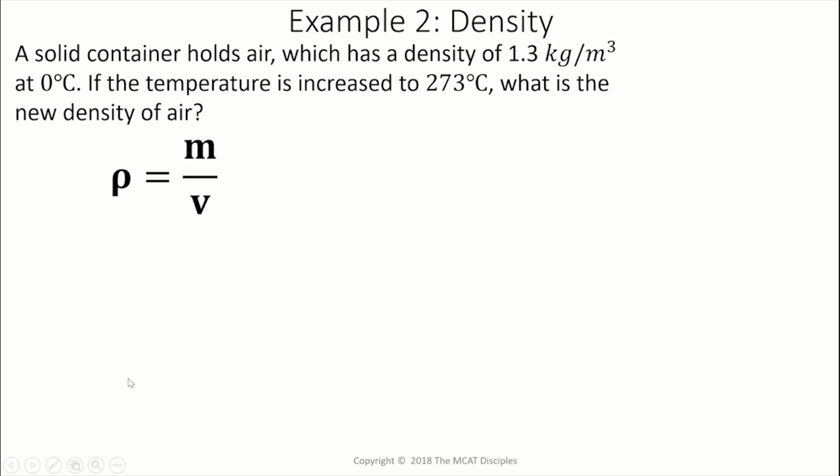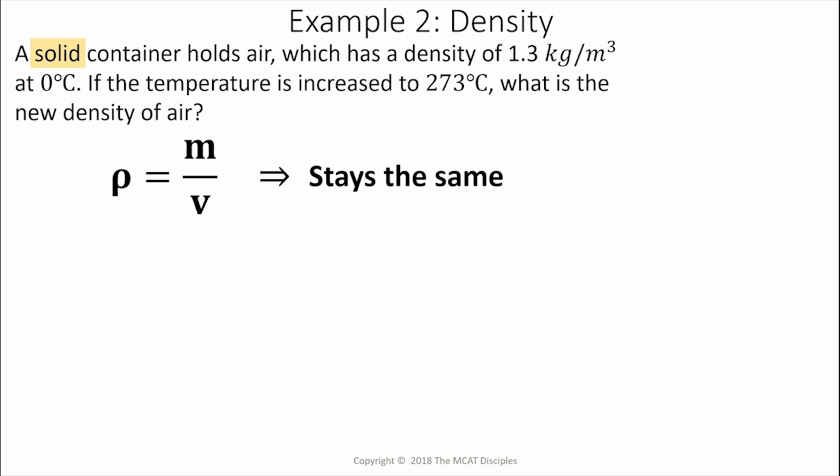Well, if you have density as mass per unit volume, did this change? No. It's a solid container. What does that mean? If you have a solid container, that means the volume is not going to change, no matter what you do inside of there. And if the volume isn't changing, the mass isn't changing, this thing stays the same.